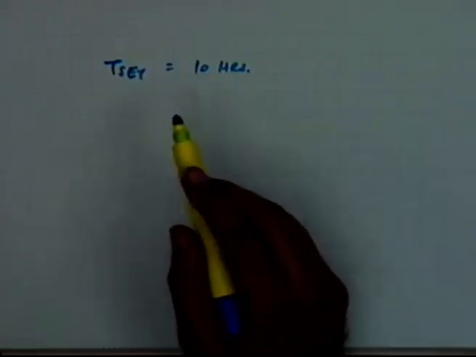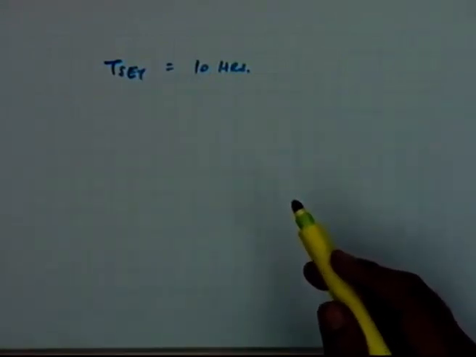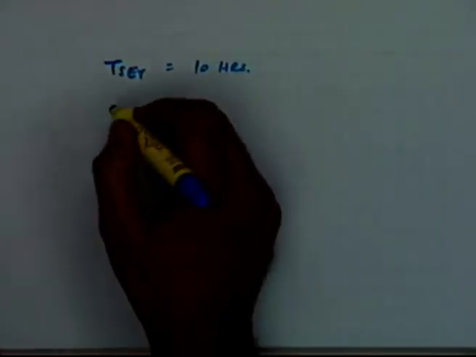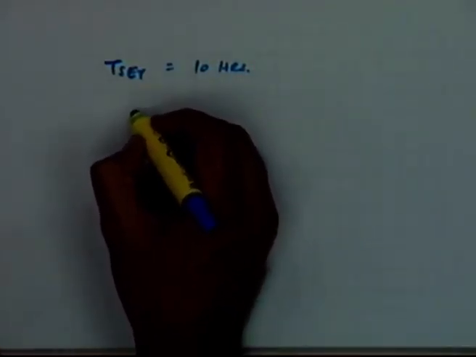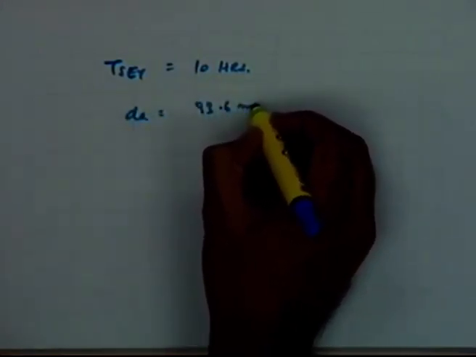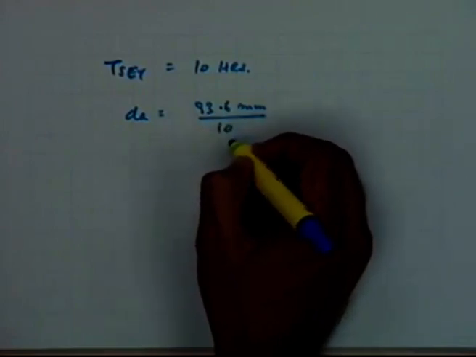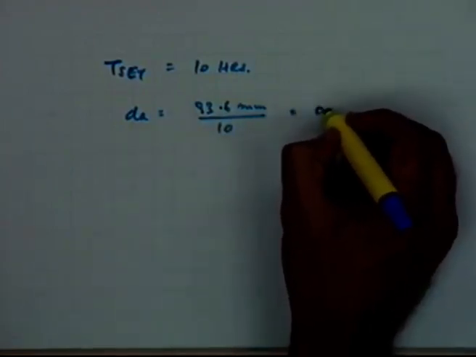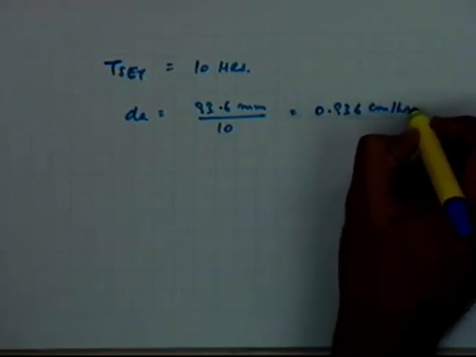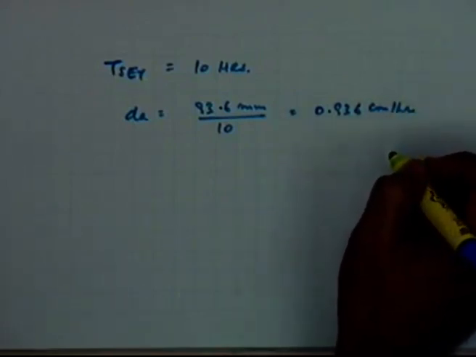We are keeping it as a multiple of the time available, 20 hours available for operation in a day out of 24 hours. So if we complete one setting in 10 hours, then the DA will be 93.6 millimeters by 10, which is 0.936 centimeters per hour.